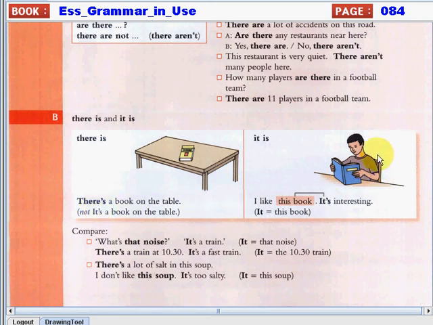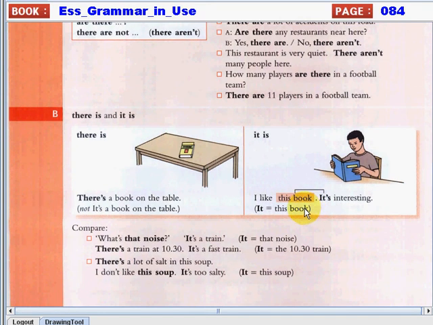Let's go now to the second picture. What can you say about here? Yes, I like this book. It's interesting. We use it in the second sentence because we can't use this book again in the same line. Okay, but it is the same meaning as this book.